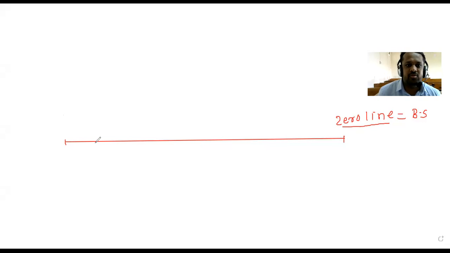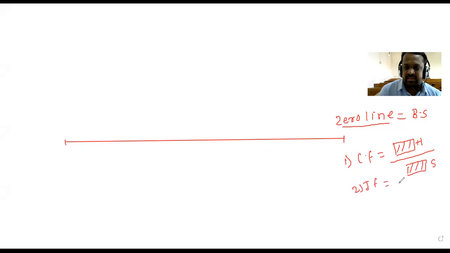Suppose I'm going to show the clearance fit. What is the condition for the clearance fit? That point we should know first of all. Here, the tolerance zone of the hole should be on the upper side of the zero line, and the tolerance zone of the shaft should be below it. For interference, it is the opposite. For the transition fit, they overlap each other like this.